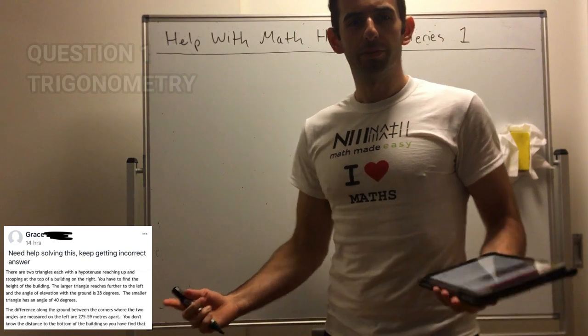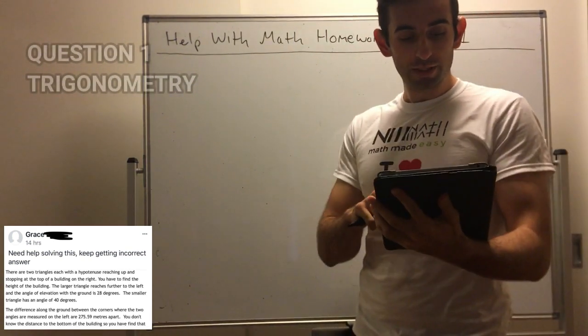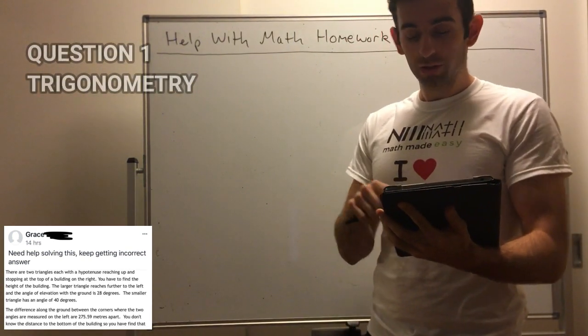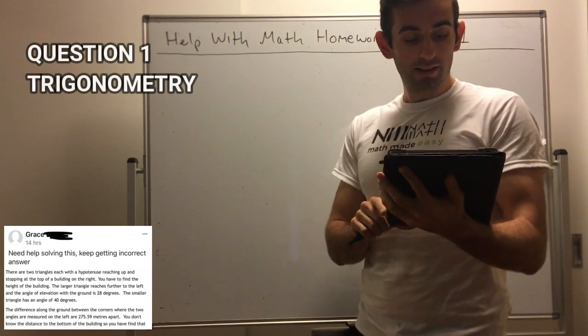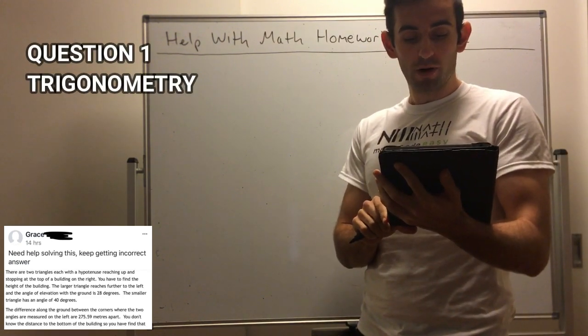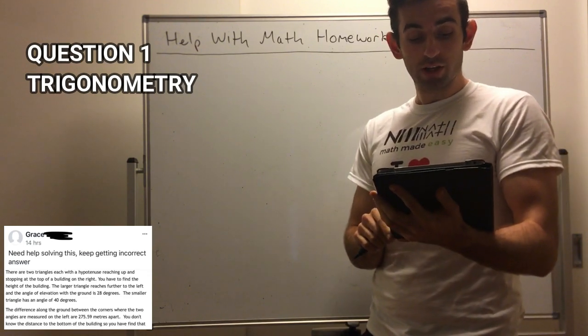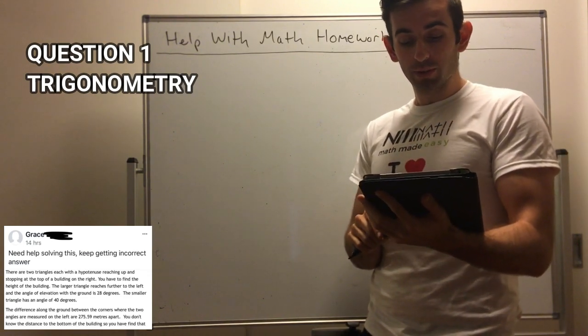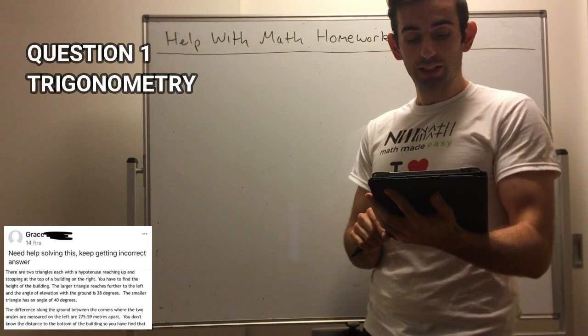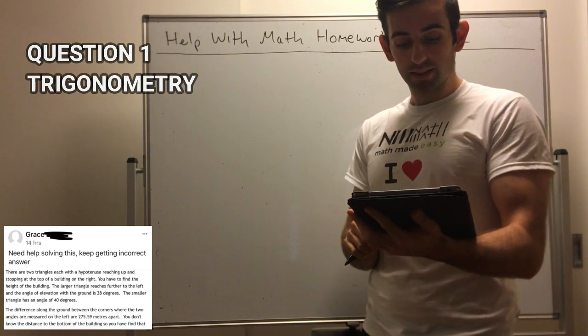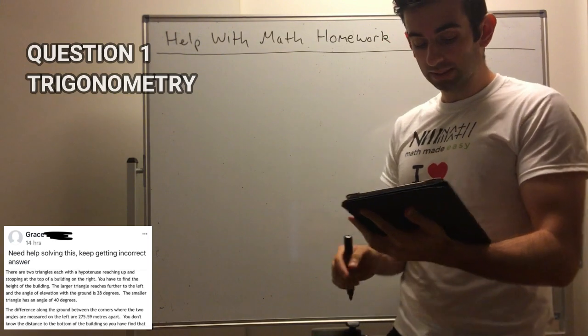Alright, let's get into it. First question. So the first question comes from Grace. So you'll see the question in the bottom here. There are 2 triangles, each with a hypotenuse reaching up and stopping at the top of a building on the right. You have to find the height of the building. The large triangle reaches further to the left and the angle of elevation with the ground is 28 degrees. The small triangle has an angle of 40 degrees.